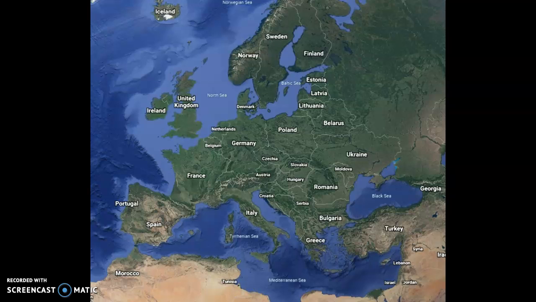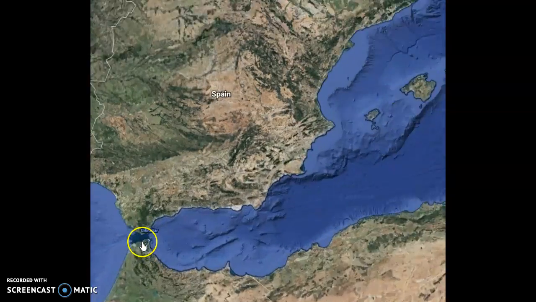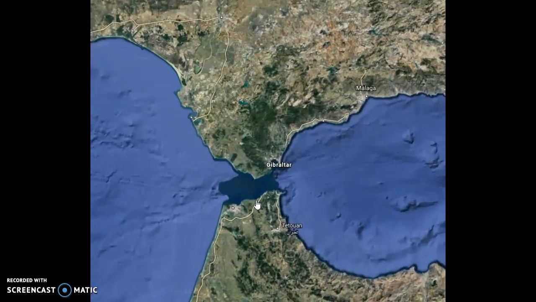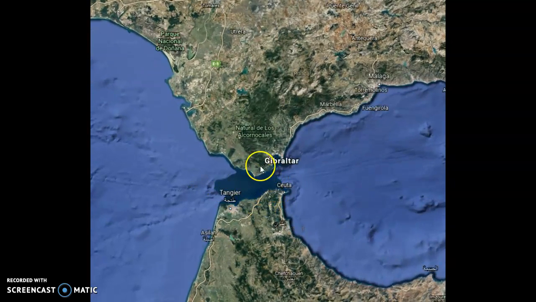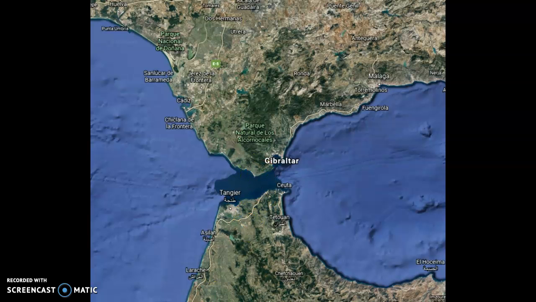Now Europe is very close to Africa. A lot of people don't realize that. The Mediterranean Sea separates Europe from Africa, and just right at the bottom of Spain here is an area known as the Strait of Gibraltar. This narrow strait barely separates Europe from Africa, so these two continents are not that far apart from one another.